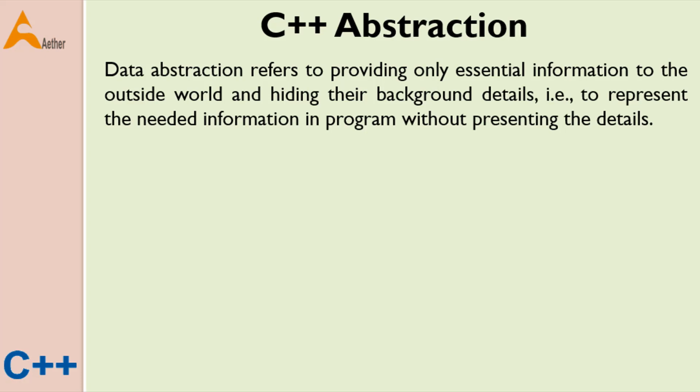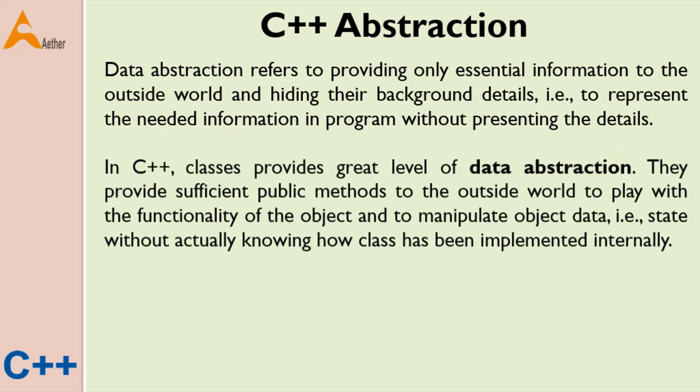Data abstraction refers to providing only essential information to the outside world and hiding their background details, that is, to represent the needed information in program without presenting the details. Data abstraction is a programming technique that relies on the separation of interface and implementation. In C++, classes provide a great level of data abstraction.